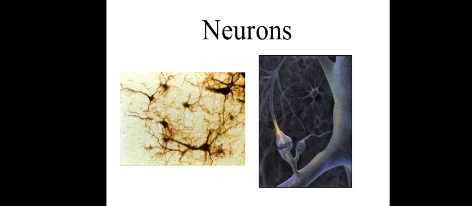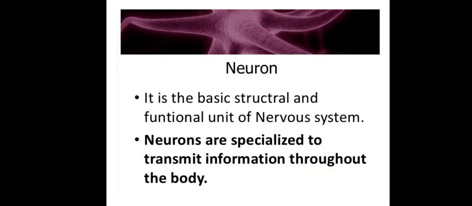Now let us learn about neurons or nerve cells, the unit of the nervous system. The basic unit of nervous tissue is the cell called the neuron. It is the basic structural and functional unit of the nervous system. Neurons are specialized to transmit information throughout the body.